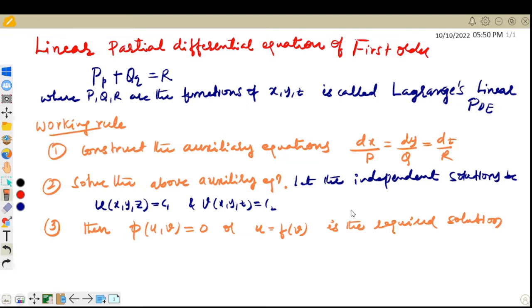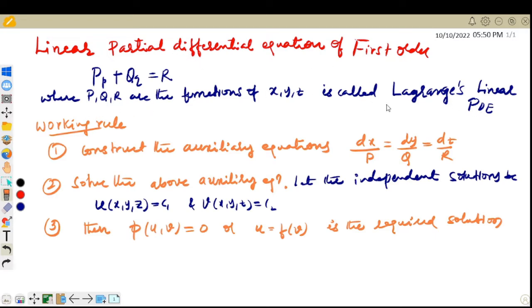In this video, we discuss an example based on linear partial differential equation of first order. It is in the form of capital P into small p plus capital Q into small q is equal to R, where capital P, capital Q, capital R are functions of x, y, z, is called Lagrange's linear partial differential equation.